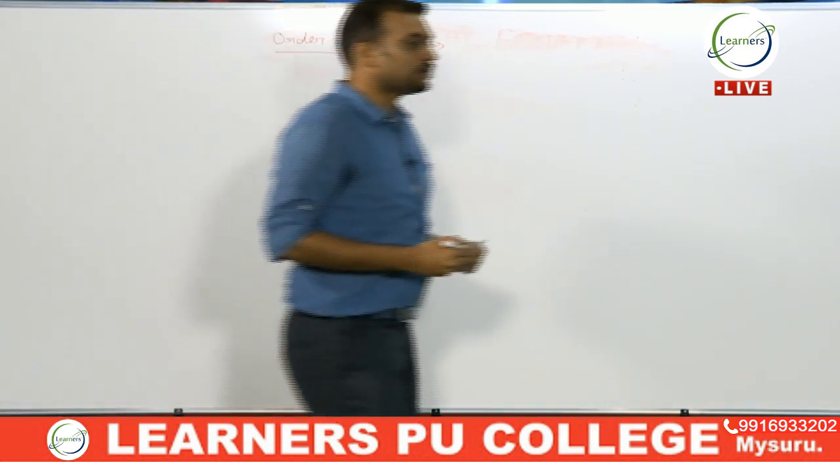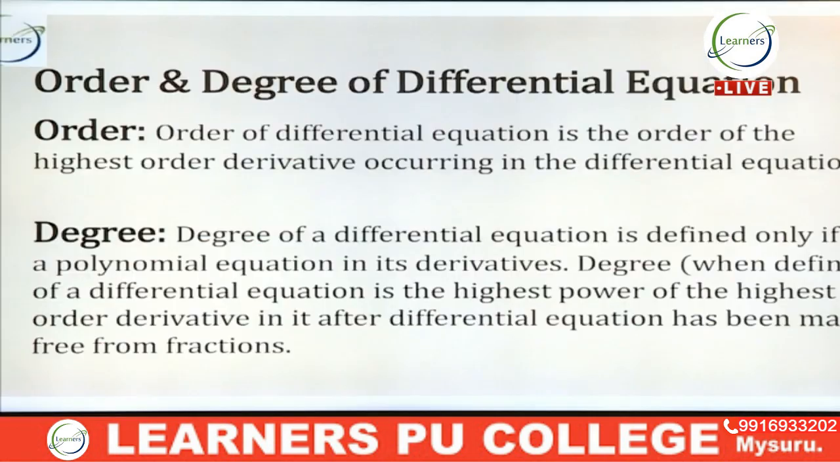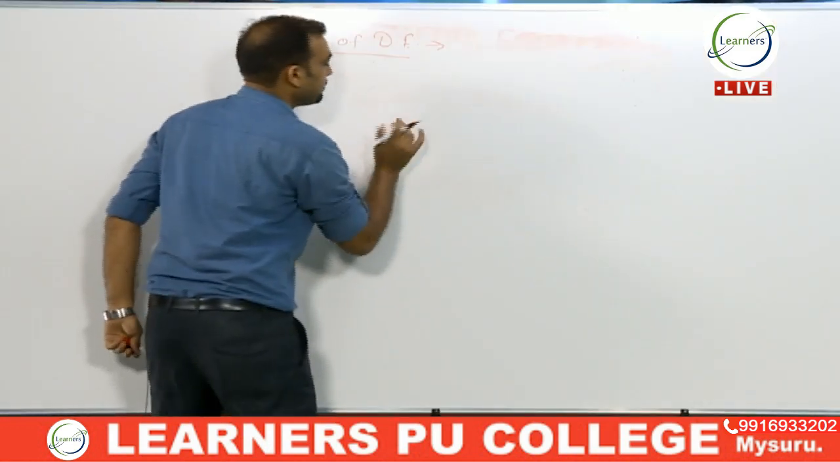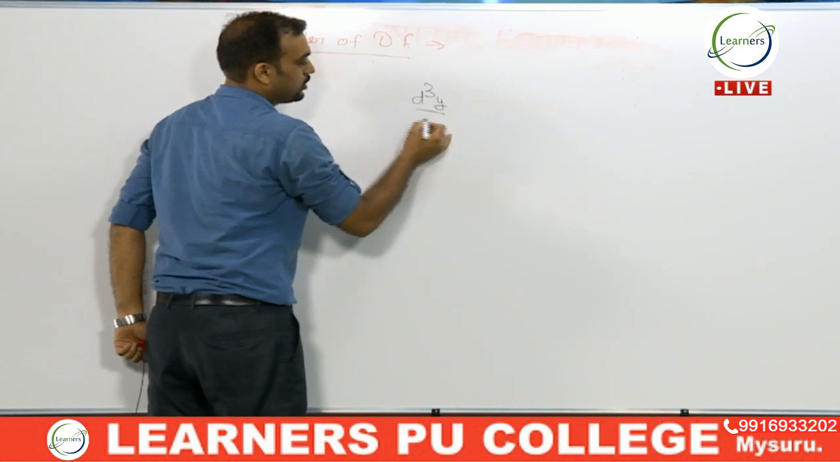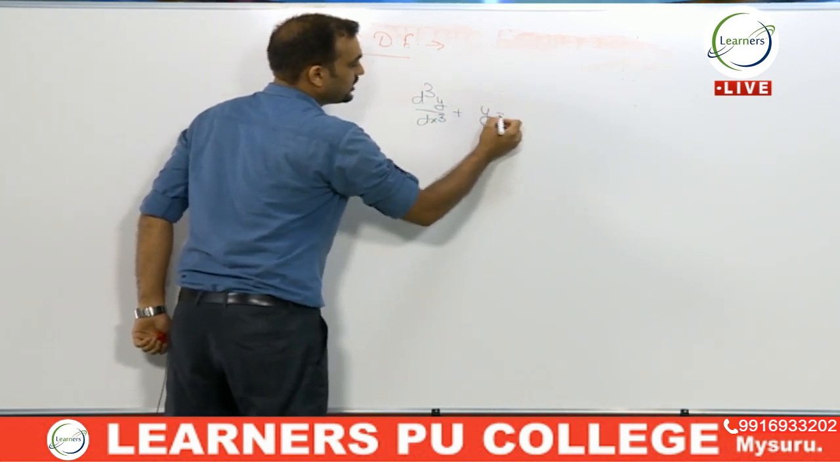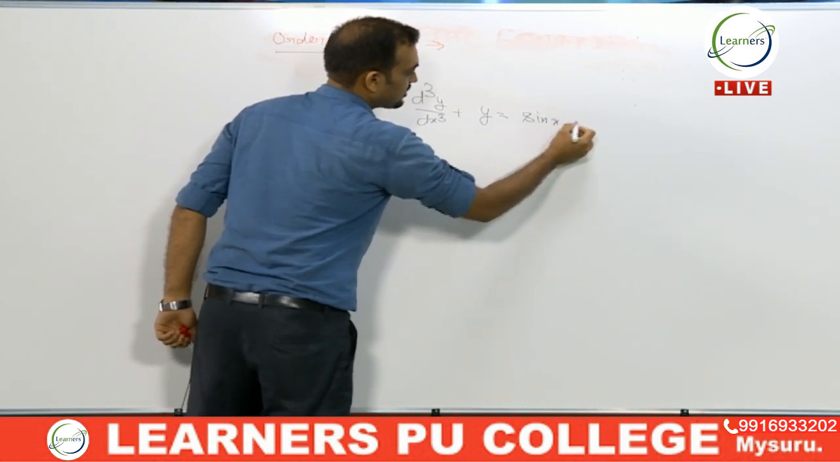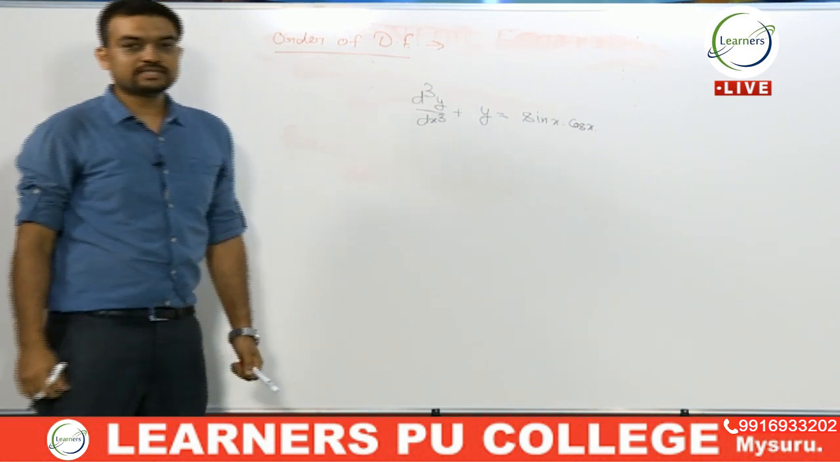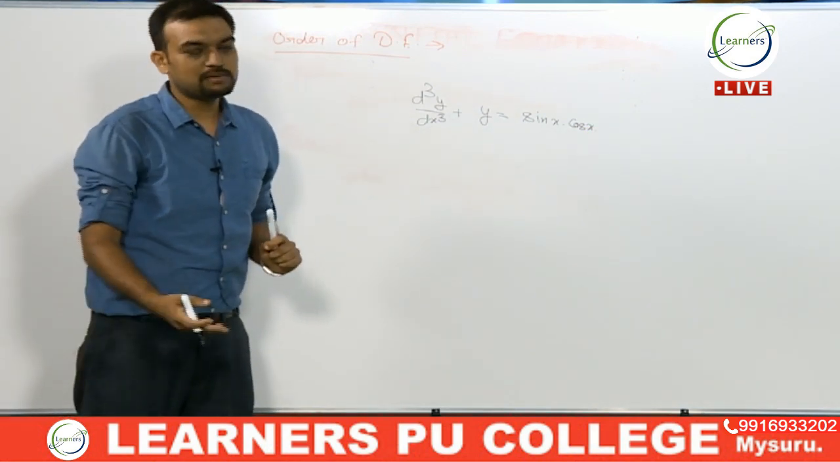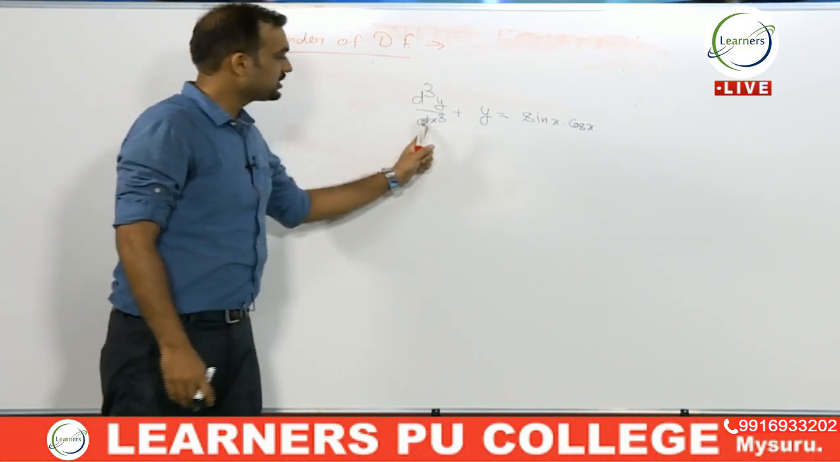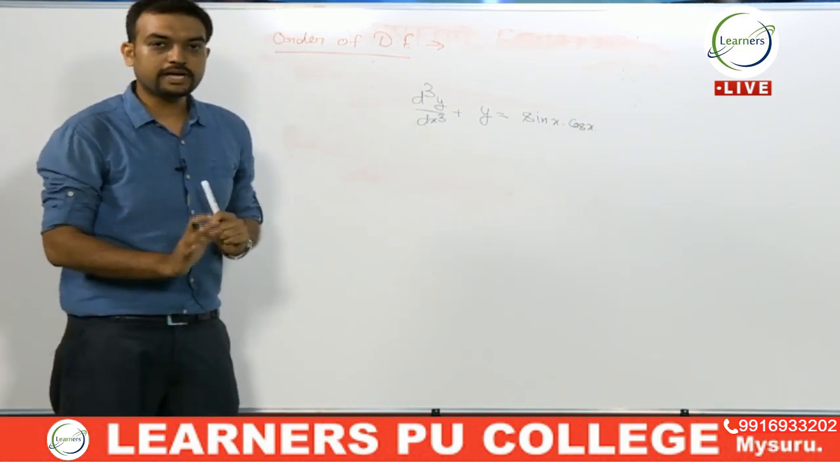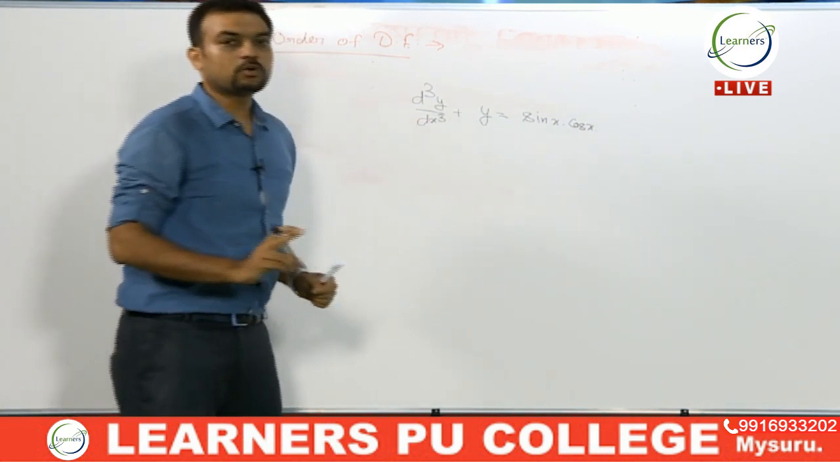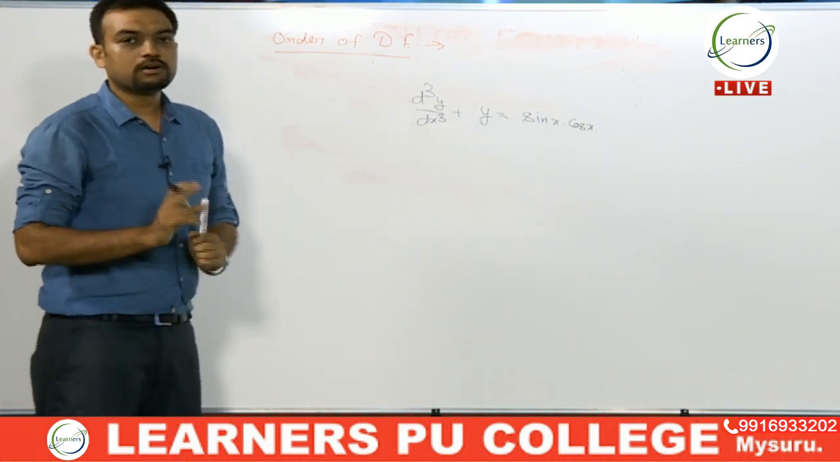Order is very simple. If you see on the screen, the order of a differential equation is the order of the highest order derivative occurring in the differential equation. Simply, it is the order of the highest order derivative present in the differential equation. For example, d cube y upon dx cube plus y is equal to sine x multiplied by cos x. First just tell me what type of differential equation this is? Simply I can say ordinary differential equation, because it has derivative with respect to only one independent variable, x.